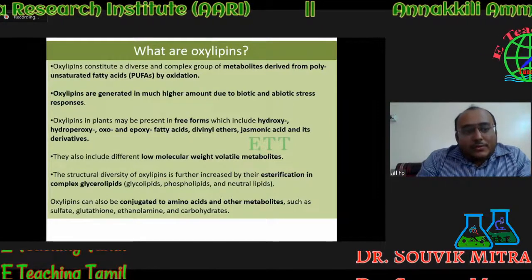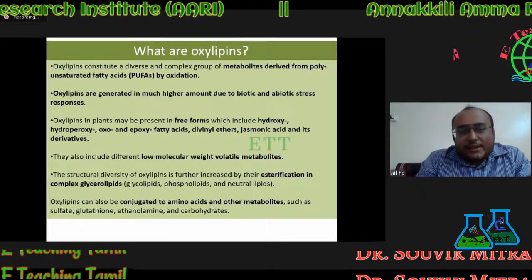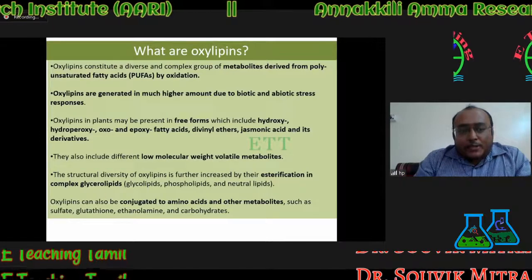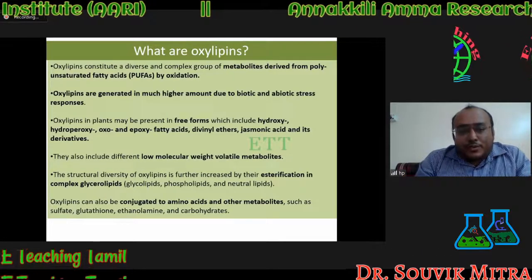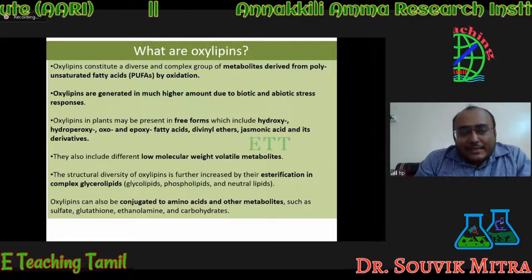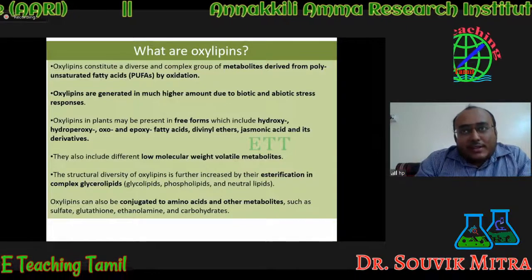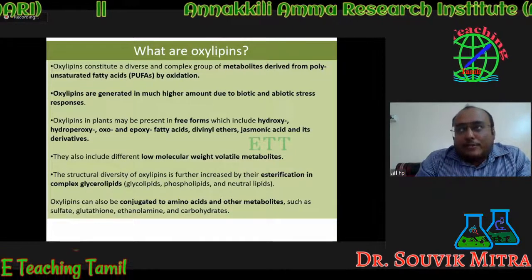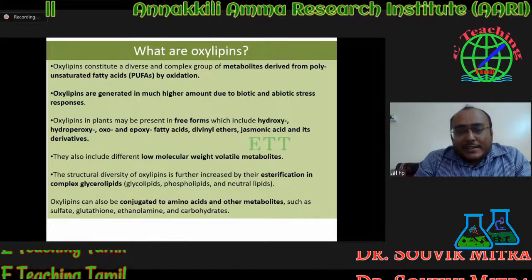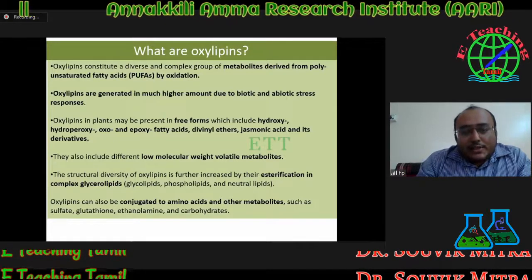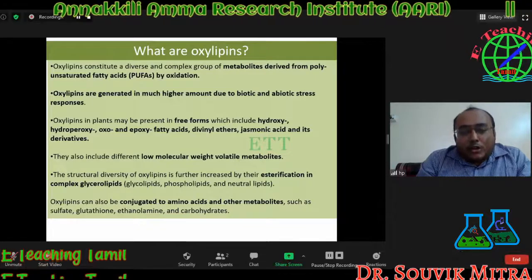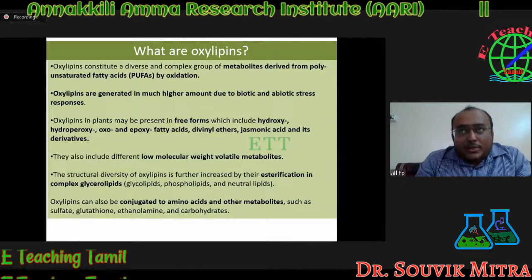These oxylipins are generated in much higher amounts due to biotic and abiotic stress responses. They occur in various forms. They can be present in free form. They are basically modified fatty acids. Modified means they can be hydroxy, hydroperoxy, oxo, or epoxy fatty acids, so there can be modifications in their fatty acid chain. These compounds are also considered oxylipins. There can be ether compounds, jasmonic acid, and jasmonic acid derivatives. All these compounds are included in total oxylipins.